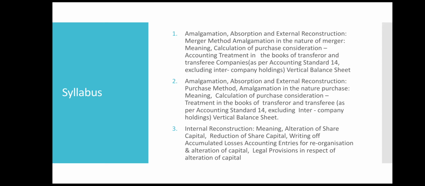So therein we are going to study how alteration of share capital, reduction of share capital is done, how the accumulated losses are written off, and how the accounting entries are passed for various transactions when internal reconstruction happens for a company. Okay, so we will study all this in detail, and let me also tell you that basically in this module we are going to pass journal entries for internal reconstruction, that we will be studying.